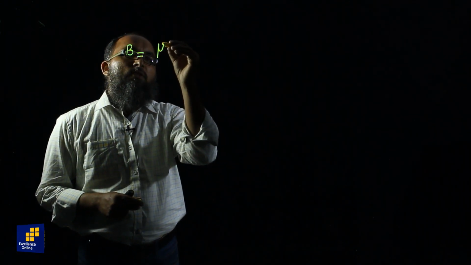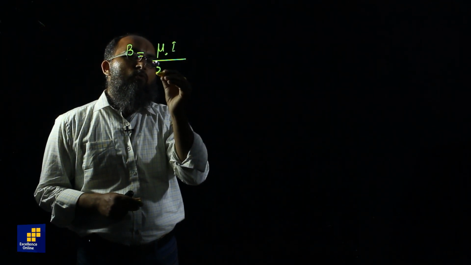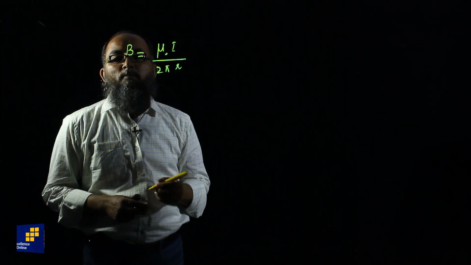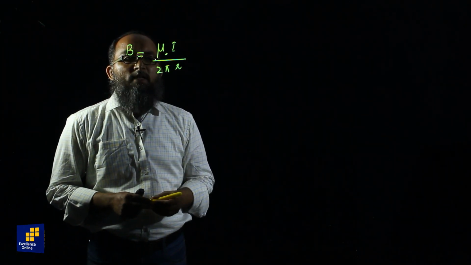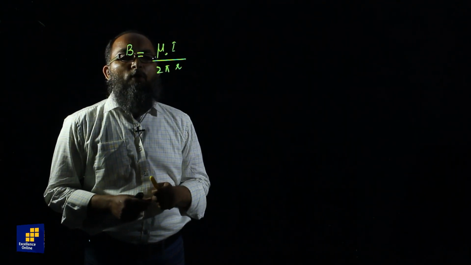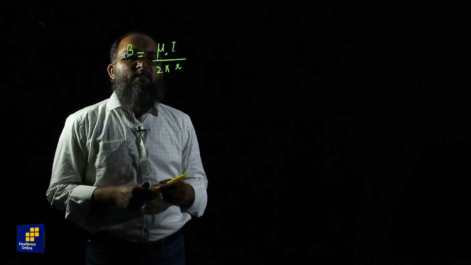According to Biot-Savart law, the magnetic flux density around a long straight wire is given by mu naught I upon 2 pi r. Students, in this relation, mu naught indicates the permeability of free space, जिसकी value question में given है. I is the current flowing through the wire and r is the distance at which we have to find the magnitude of flux density.